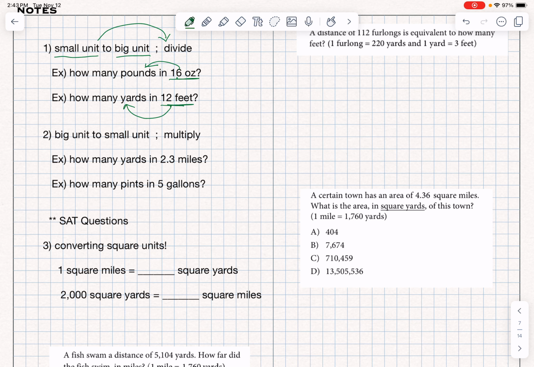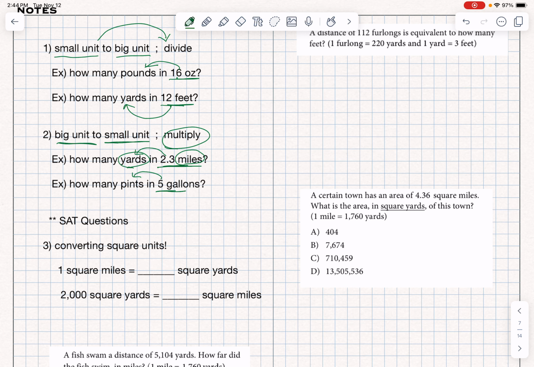And then we have a problem like big unit converting to the small unit, then we can multiply. For example, you want to change 2.3 miles to how many yards in total? Big unit miles to the small unit yards, then you can multiply. You have to know how many yards are in 1 mile. You multiply that amount by 2.3. And if you want to convert 5 gallons to the number of pints, then you still multiply. You have to figure out how many pints are in 1 gallon. So if it is a big unit changing to the small unit, then you can multiply.